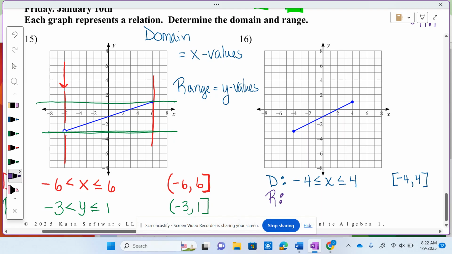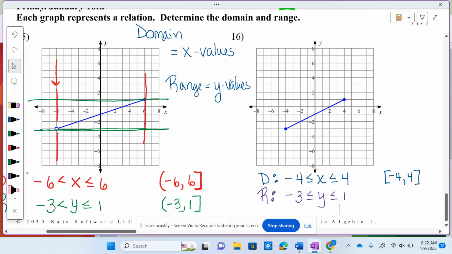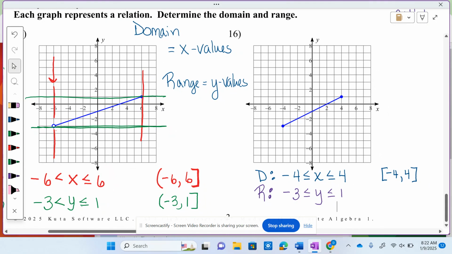Go ahead, Lissandro. I think it's -3 less than y, less than or equal to 1. You're absolutely perfect. Can you write it as a set, Lissandro, you think? -3 with a bracket. Yep. Perfect. Exactly perfect. You guys got it.